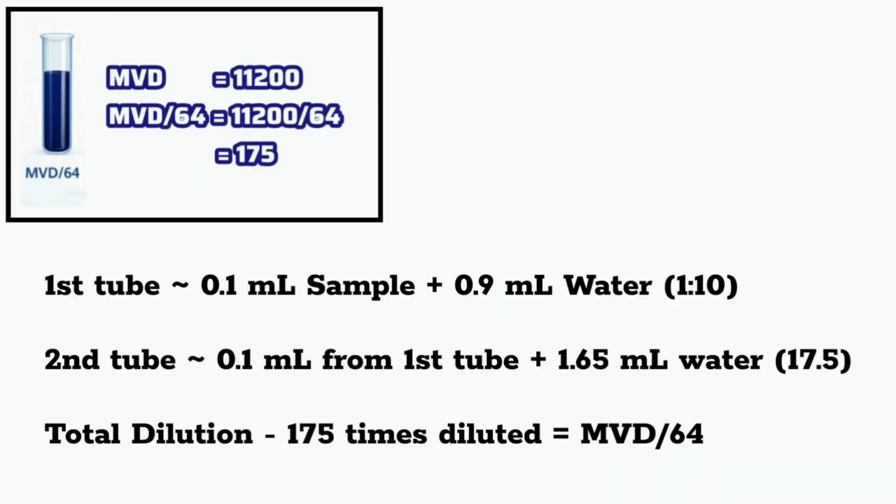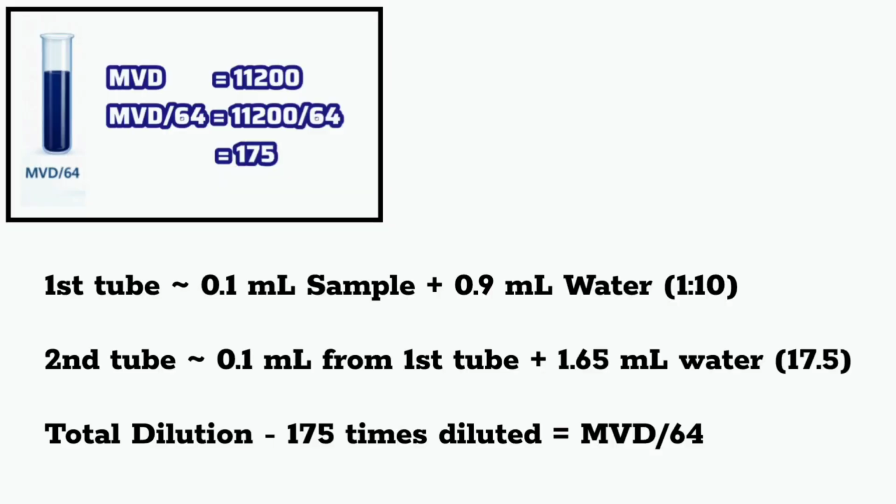So take 0.1 ml of the raw sample plus 0.9 ml endotoxin free water. Then the sample is diluted 10 times. Again take 0.1 ml from the previous tube and add 1.65 ml endotoxin free water. Now that is 17.5 times dilution. In total, our product is diluted 175 times. In the same way, we need to prepare all the samples up to MVD, meaning 7 tubes. Now we have the same product at different dilutions in 7 tubes.